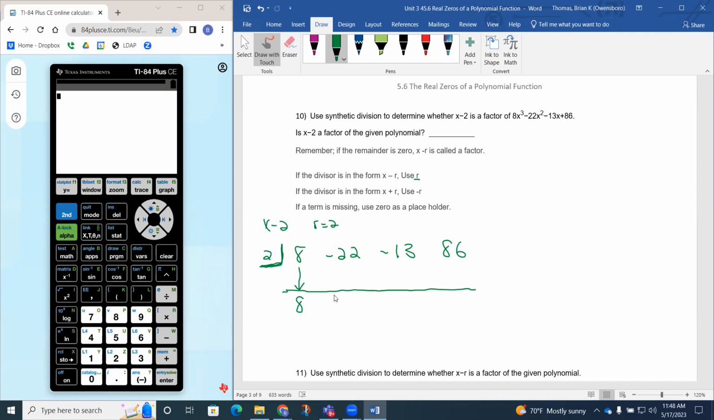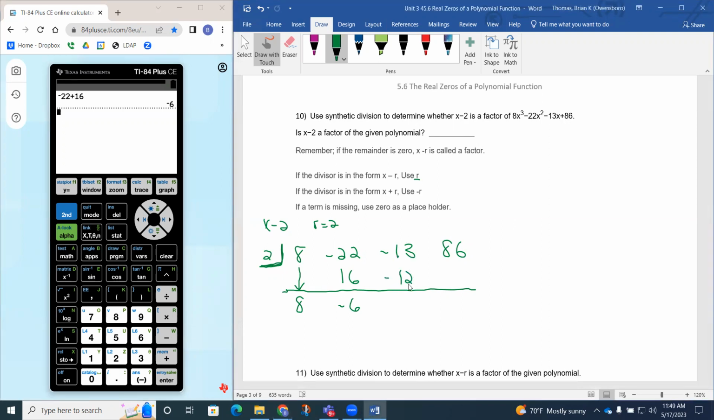And then to make the math work, we multiply the 2 times the 8, and this gives us the 16. And we put that in the next spot. And then we add a negative 22 and a 16, which is a negative 6. Let me double check myself there. Negative 22 plus 16, I should say. That does give me a negative 6. And then we do the process again. So what's below the line, we're going to multiply. So 2 times the negative 6 is going to be the negative 12.